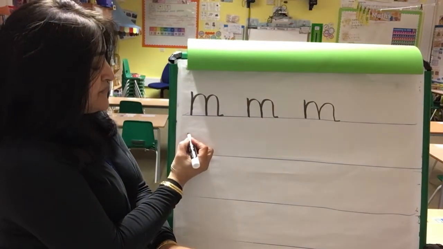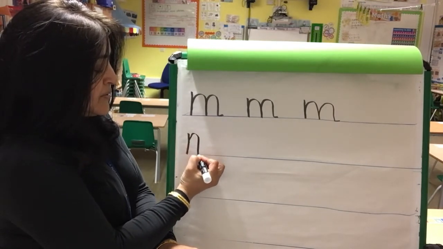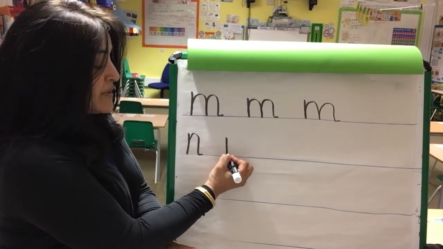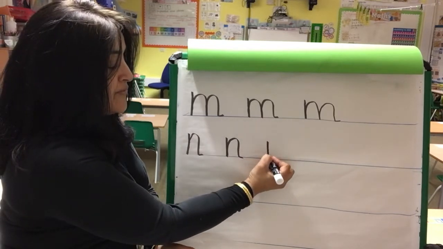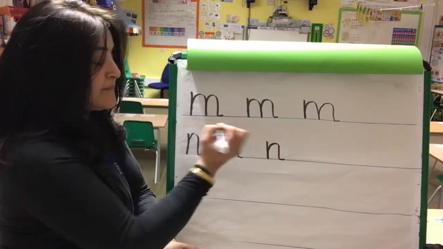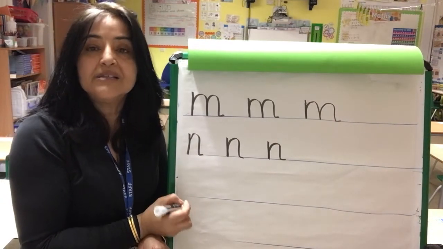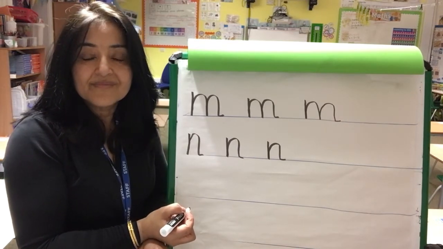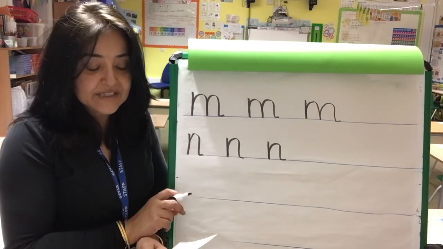Are you ready? You take off, down, over the North Pole and flick. And do you know a word that begins with an N sound? Tell your grown-up. Good. Let's move on to the third letter that we practiced last week.